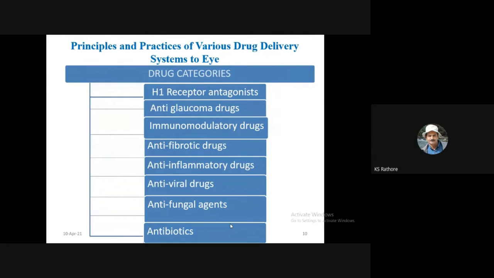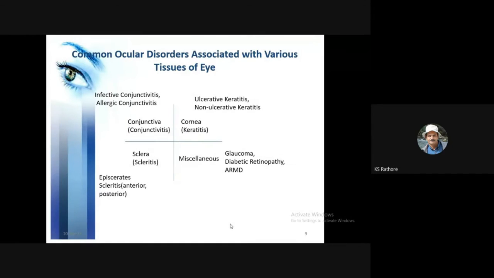Now, various common disorders. What are the different common disorders associated with various tissues of the eye, like the conjunctiva, cornea, sclera, or miscellaneous? When the conjunctiva is concerned, conjunctivitis is possible, infective conjunctivitis because of some bacterial contamination, or allergic conjunctivitis. In the cornea, ulcerative keratitis is possible. Some ulcers are possible because of bacterial or other reasons, and non-ulcerative keratitis is also there. In the sclera, scleritis is inflammation of the sclera, on the anterior side or posterior side, both are possible. And in miscellaneous disorders, like glaucoma, diabetic retinopathy, and age-related macular degeneration.